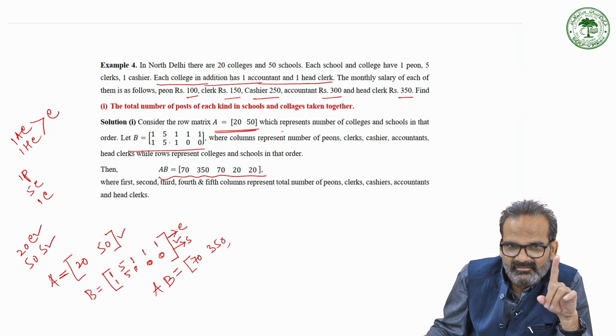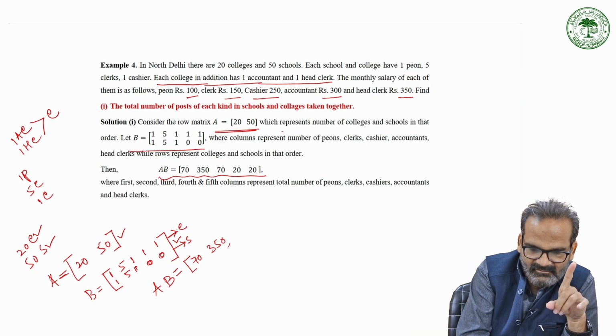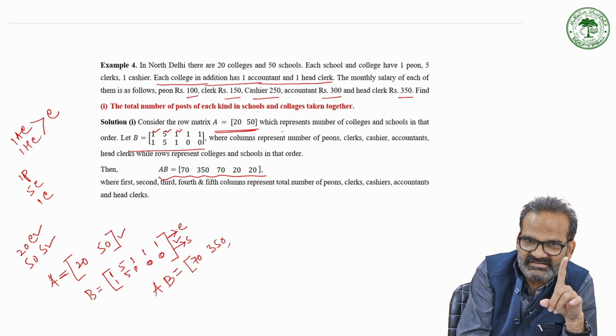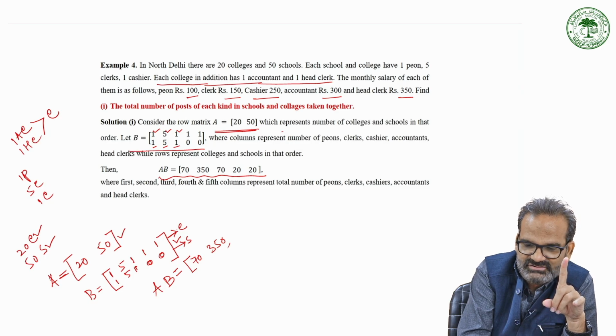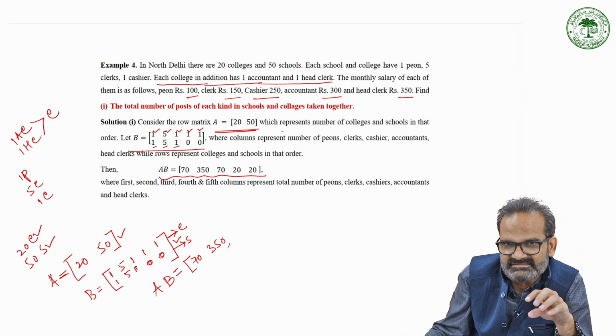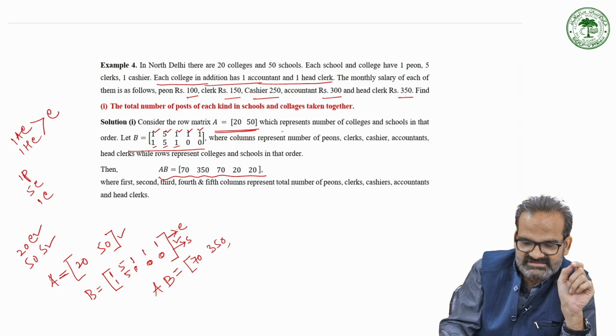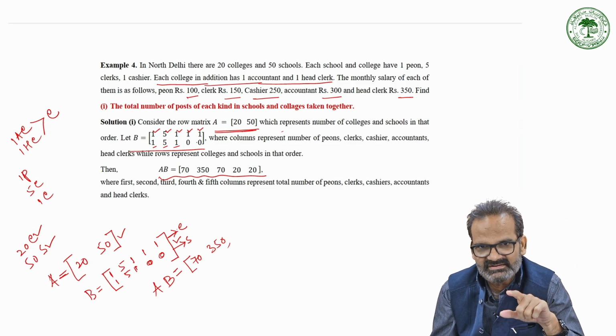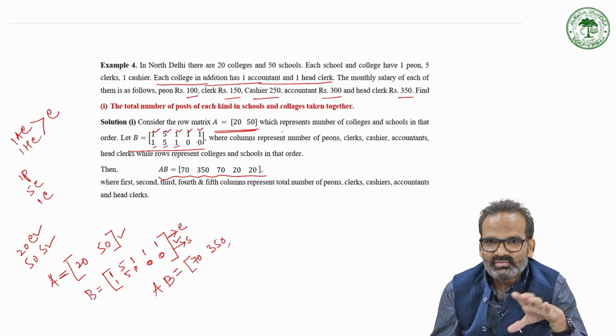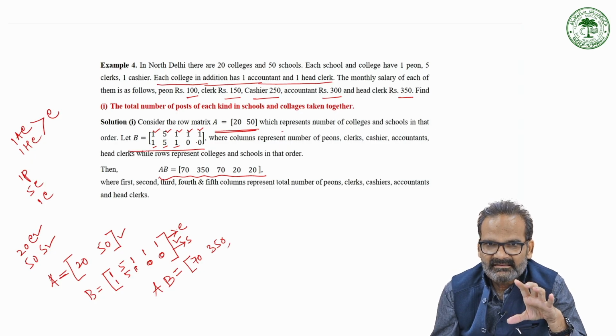Colleges have 1 peon, 5 clerks, 1 cashier. They are also possessed by the school: 1, 5, 1. But each college in addition has one accountant and one head clerk. These are possessed by the colleges, but not by the schools. That's why we have taken 0 and 0 here. Clear? Because schools do not have accountants and head clerks.